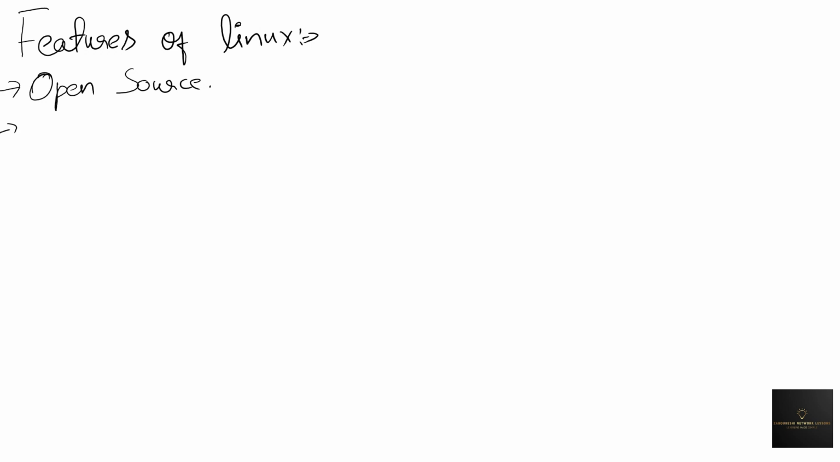And the second feature that I want to talk about is security. Linux is known for its robust security features, including user permissions, firewalls, and encryption. It is less susceptible to malware compared to other operating systems. The next feature after security is stability. Linux is highly stable and reliable, making it ideal for servers and critical applications that require long uptime.